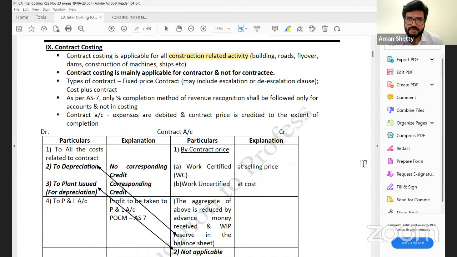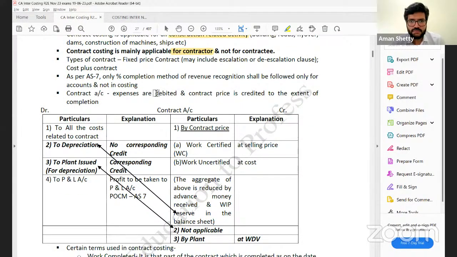Contract costing. Contract costing is applicable for all construction related activity: building, roads, flyover, dams, construction of machines, ships, etc. Contract costing is mainly applicable for the contractor and not for the contractee. Types of contract: fixed price contract, which may include escalation or de-escalation clause, and cost plus contract. As per AS 7, only the percentage completion method of revenue recognition shall be followed, only for accounts and not in costing. In the contract account, expenses are debited and contract price is credited to the extent of completion.